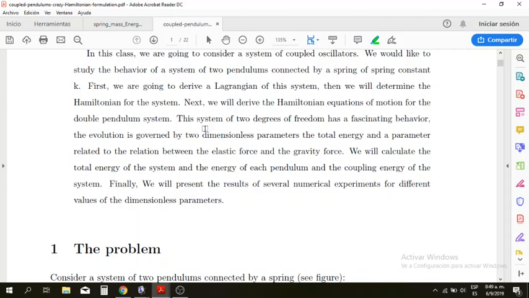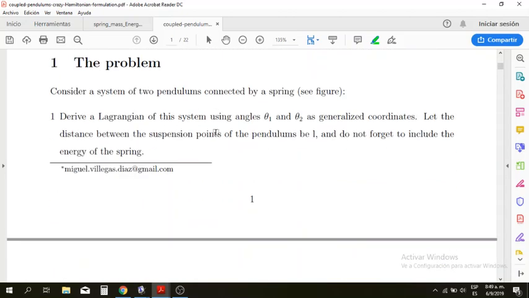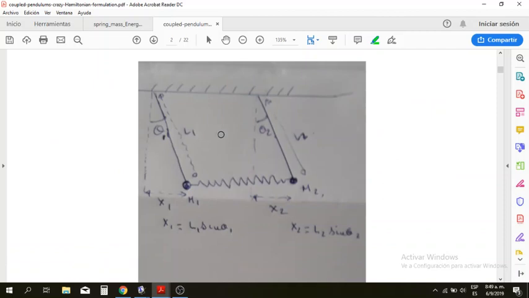There are two pendulums, so the total energy of the system will be the energy of the first pendulum plus the energy of the second pendulum plus the energy stored in the spring. So let's move on to the question. Here is the sketch of our problem.